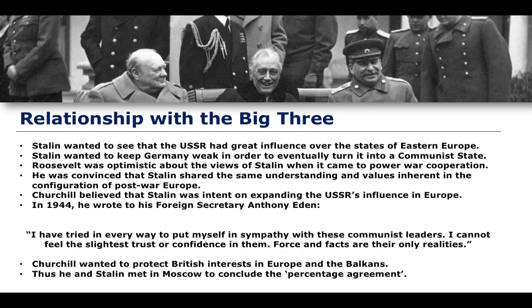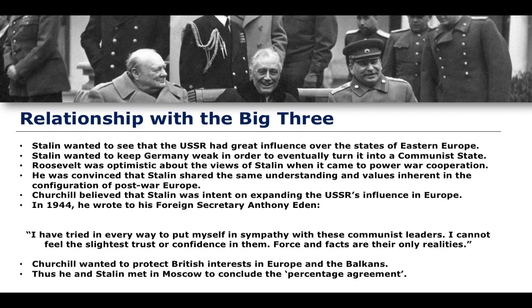What would the world look like after a war so horrific and so destructive? Well, according to Joseph Stalin, he wanted to see that the USSR, the Soviet Union, or the Union of Soviet Socialist Republics, is the name of the abbreviation. They wanted to see that they had great influence over the other countries in Eastern Europe, so countries like Czechoslovakia, countries like Romania, countries like Poland.